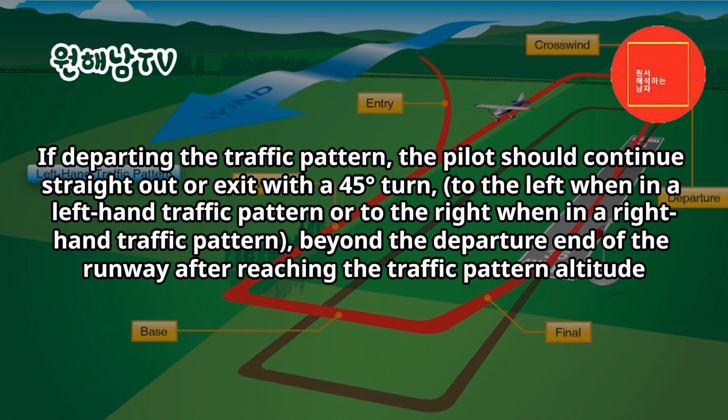If departing the traffic pattern, the pilot should continue straight out or exit with a 45 degrees turn, to the left when in a left-hand traffic pattern, or to the right when in a right-hand traffic pattern, beyond the departure end of the runway after reaching the traffic pattern altitude.